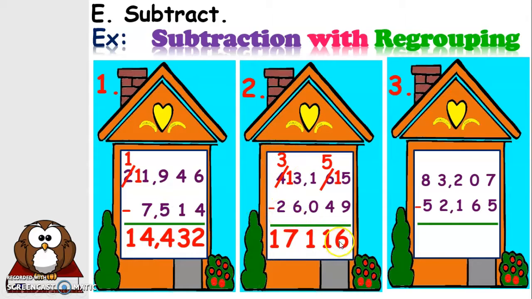After 3 digits, ones, tens, hundreds, we have to write our comma. The answer for number 2 is 17,116. Now for number 3.